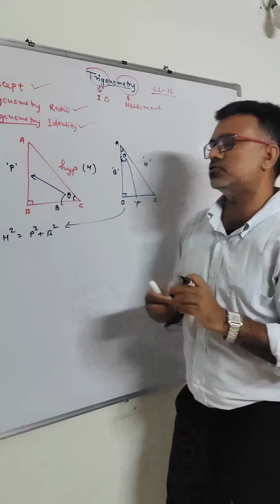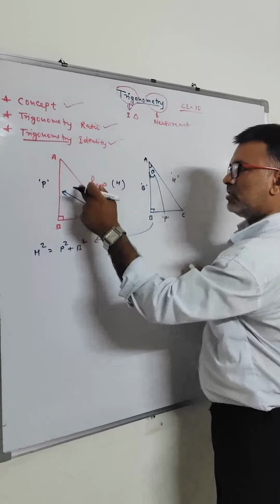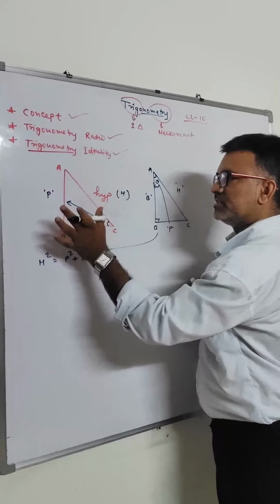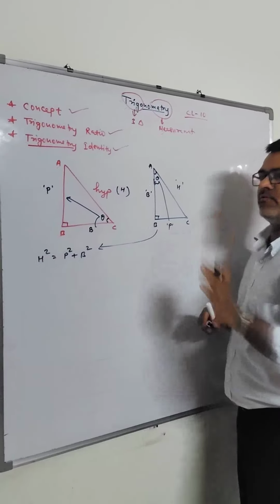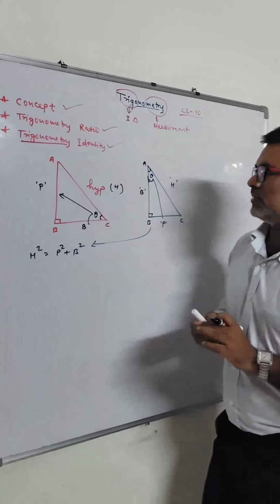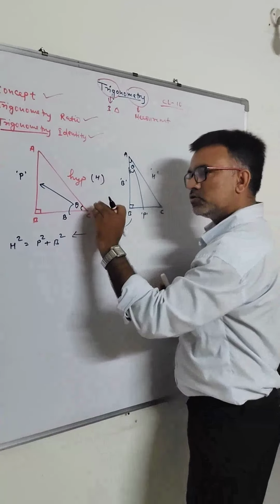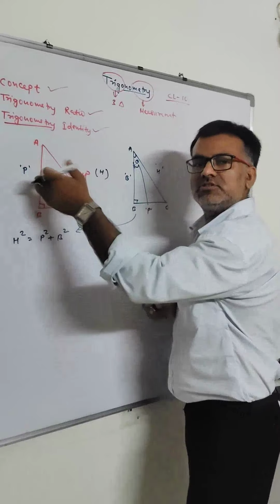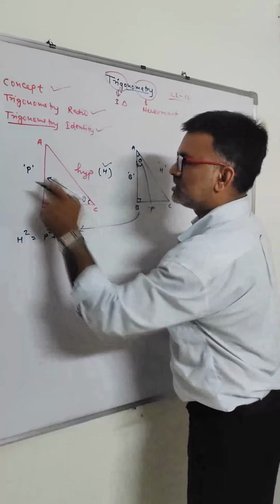Most of the students make this mistake: all the time they take this theta and suppose this is P. No, it changes. Sometimes if you are taking theta at this one, then its opposite side will always be P. So you have to keep this in your mind. Whenever you place theta, according to that theta, your P and B positions change. But the hypotenuse remains fixed; only this position changes.